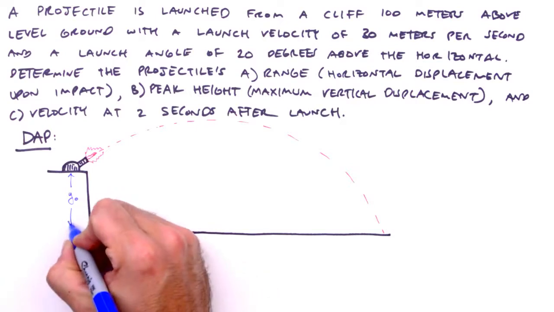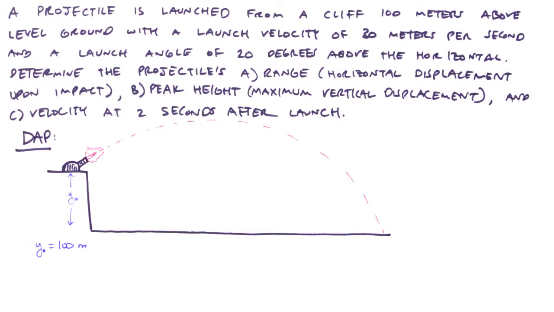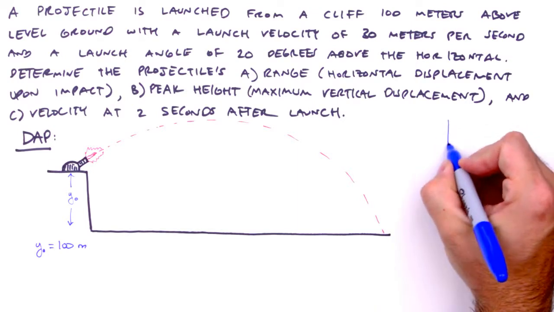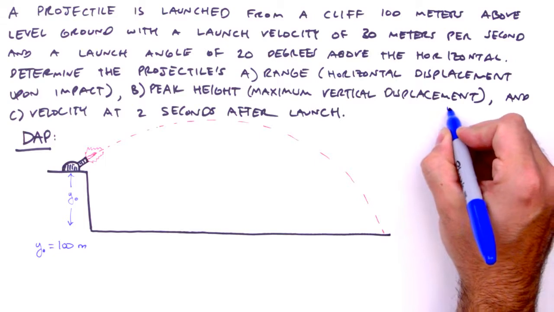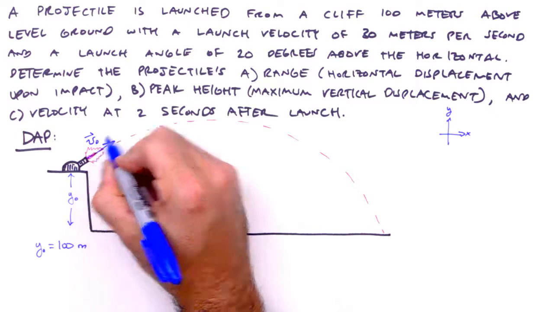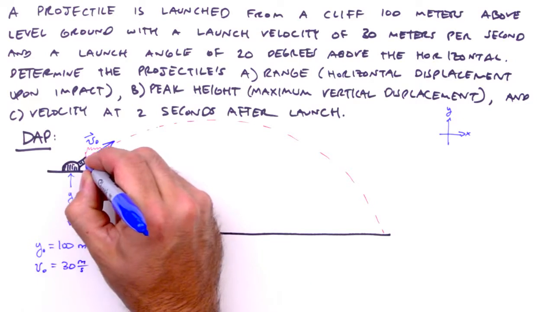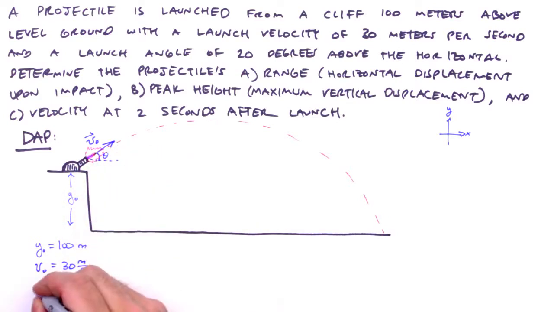To start, we're given the height of the cliff, which is to say the initial vertical displacement. And that's 100 meters. Of course, we've already implied our coordinate system, but we need to be explicit and include it on our drawing. Next, we're given the magnitude of the launch velocity, the initial speed of our projectile, 30 meters per second. We're also given the direction of the launch velocity, so we'll label the angle between the velocity vector and the horizontal as theta, and theta is equal to 20 degrees. So there are some of our knowns. There are a few more that are implied, and we'll address them shortly.